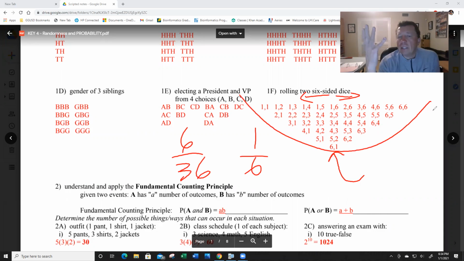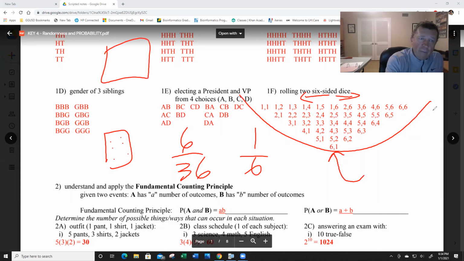Very common. Makes sense too, because it doesn't matter what the first die is. If the first die is a 6, then you have a 1/6 chance of getting a 1 to make a 7. If the first die is a 4, the second die could be a 3, you have a 1/6 chance of getting a 7. So it makes total sense.